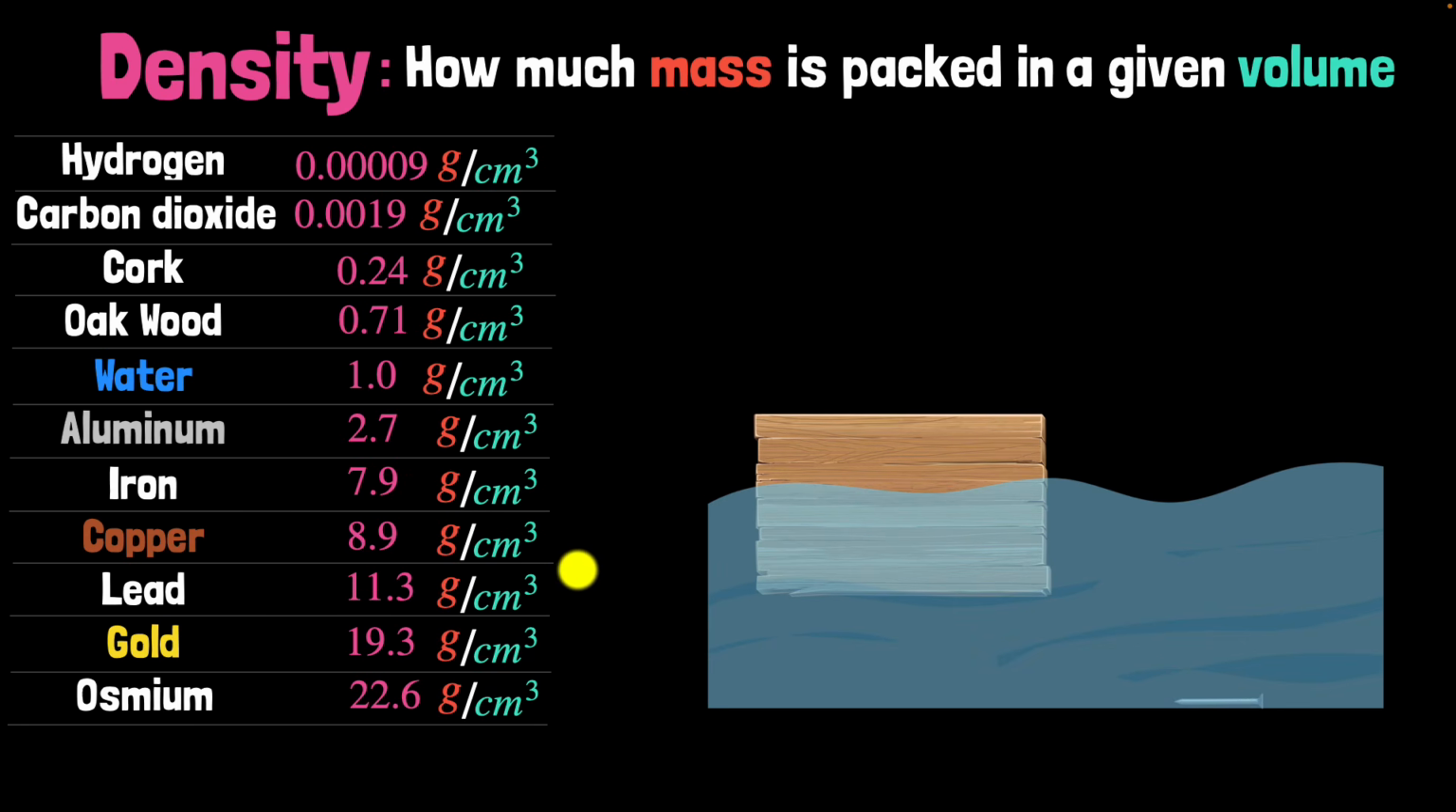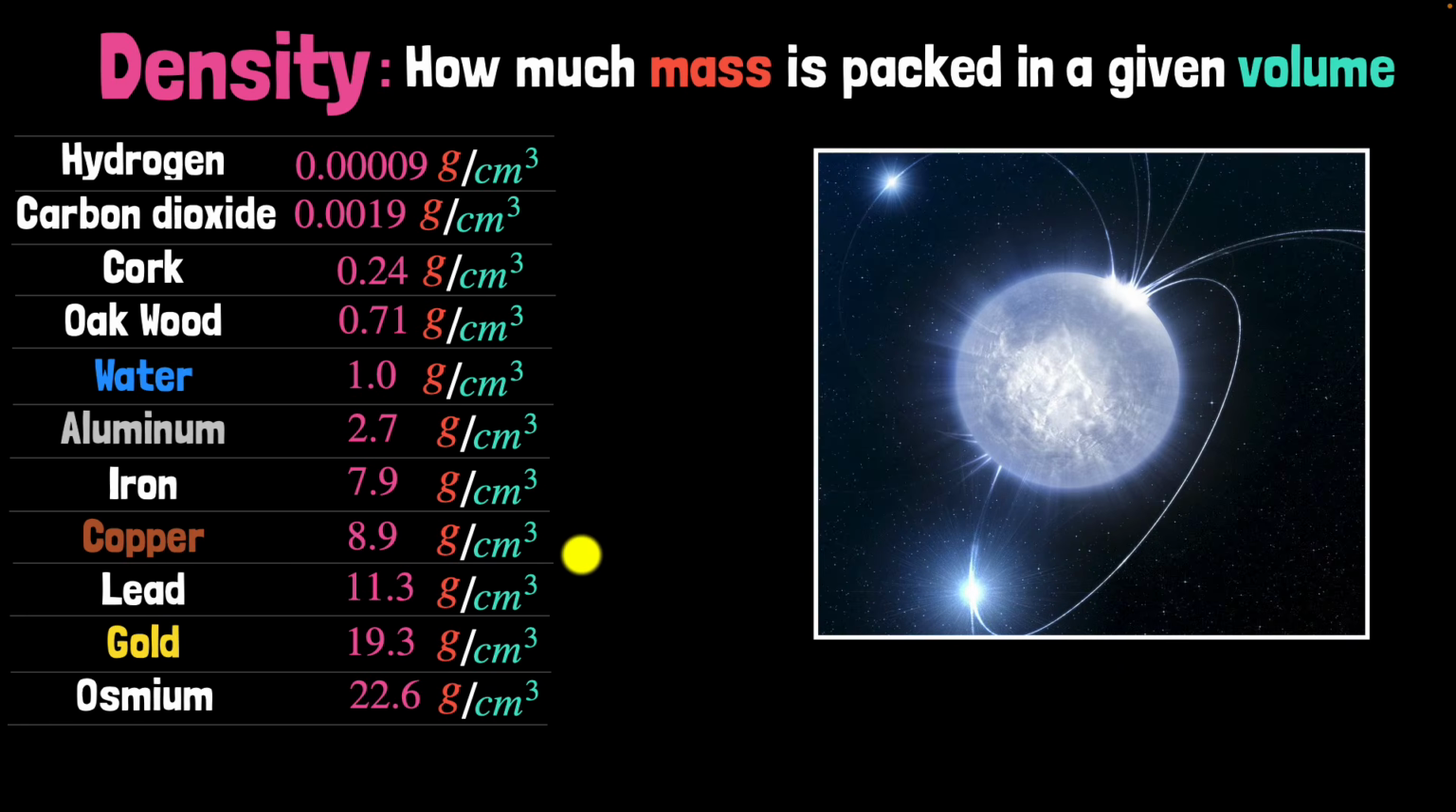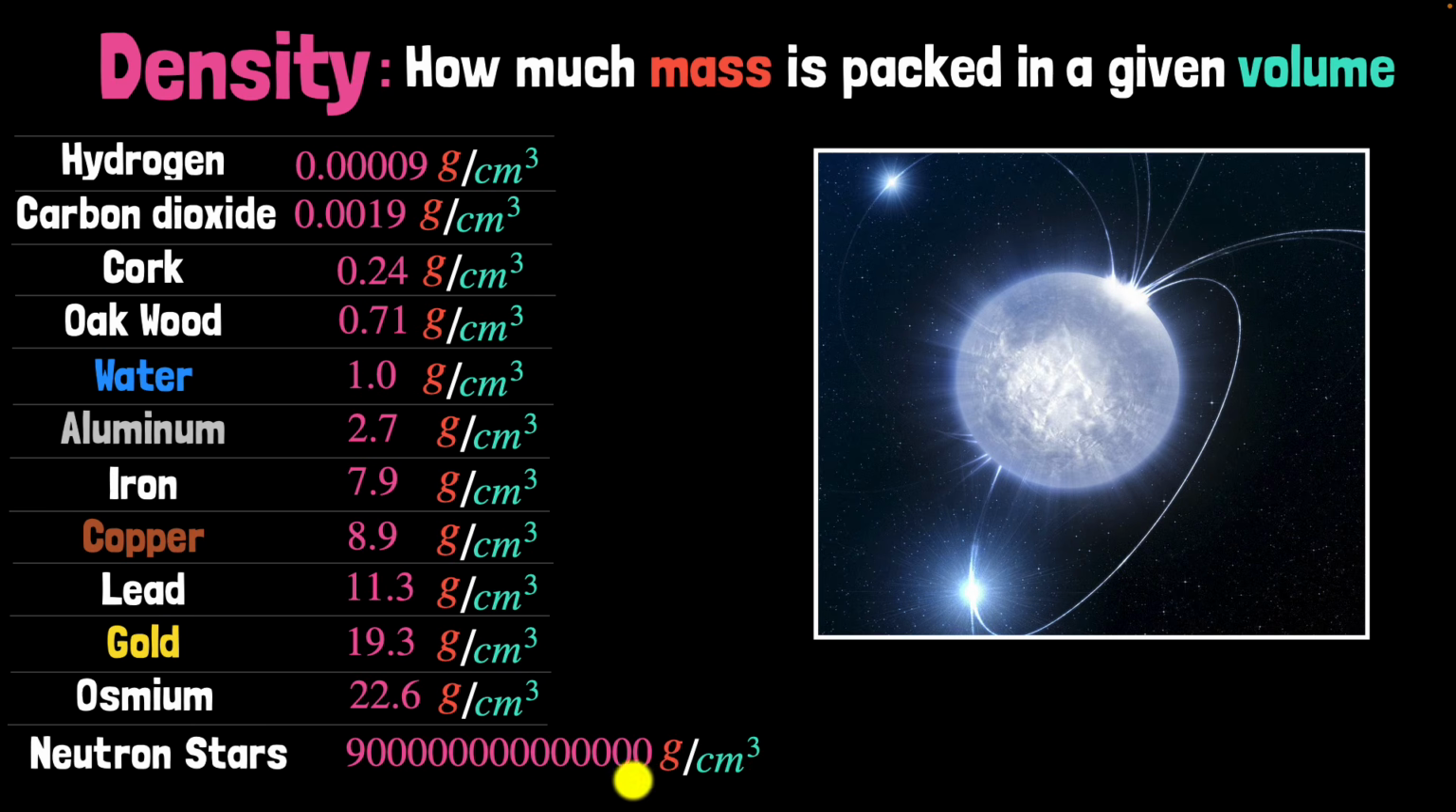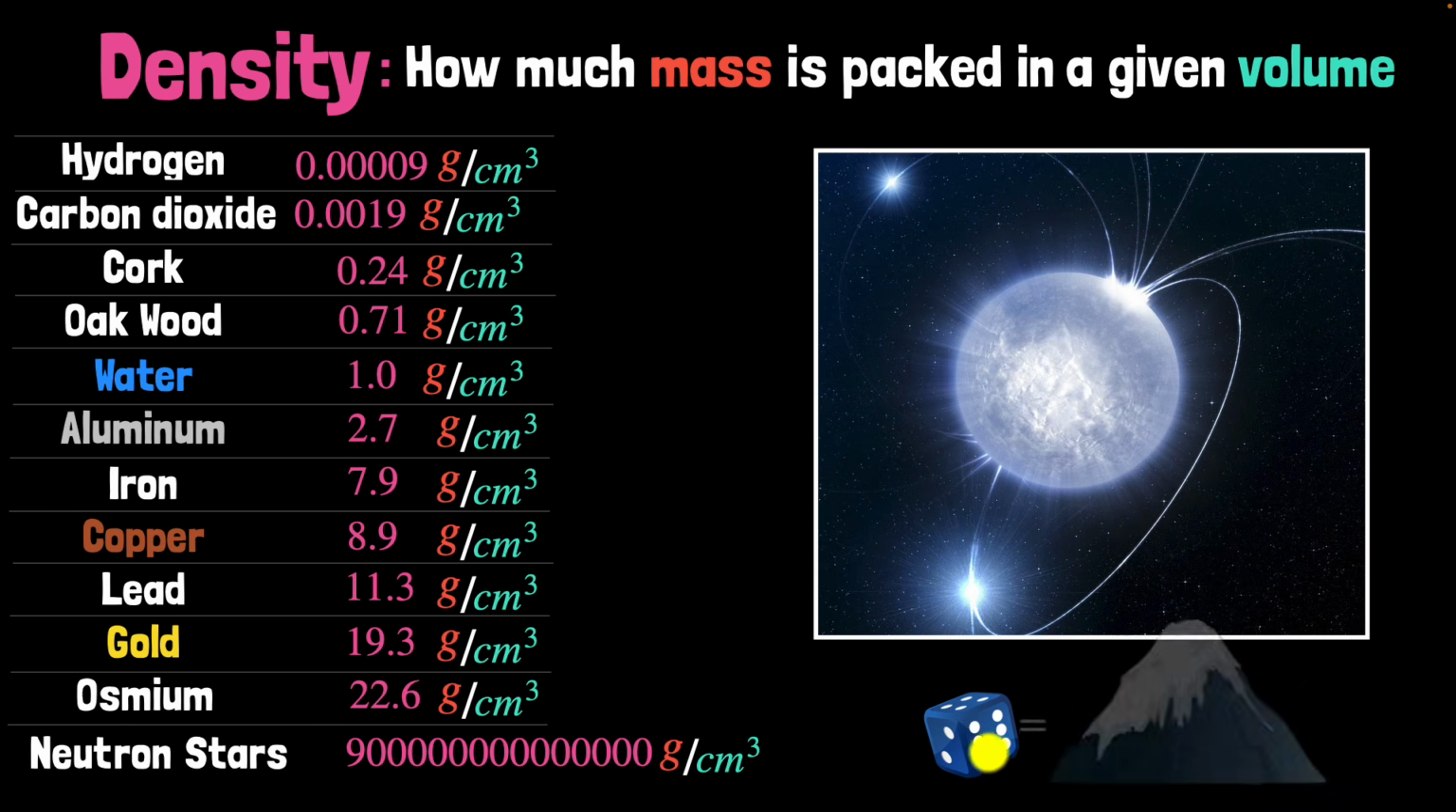But finally, guess what's the densest thing in the universe? Well, it happens to be something called the neutron stars. Their density is this big. That's right. If you take a cm cube of a neutron star, which is like, again, one dice worth of neutron star, its mass would be about 900 billion kilograms. Can you imagine that? That is about the mass of Mount Everest. A tiny dice worth of neutron star will have that much mass.